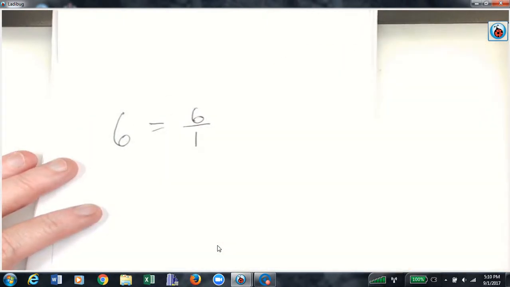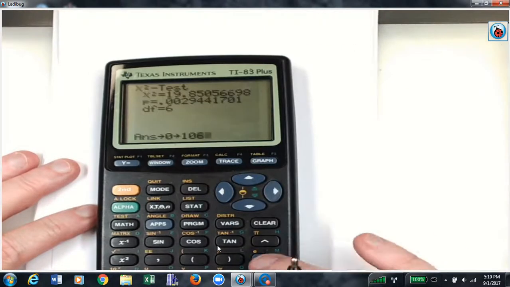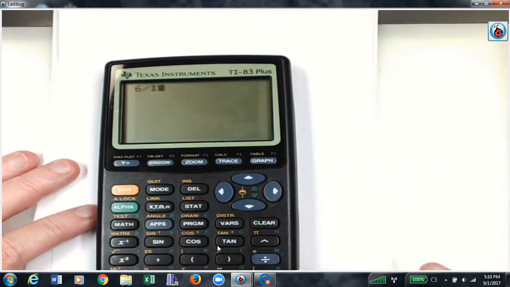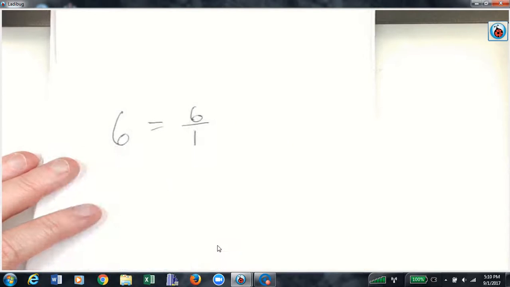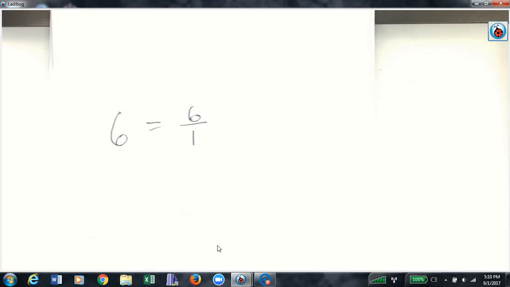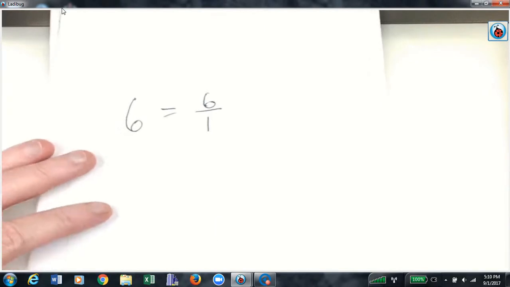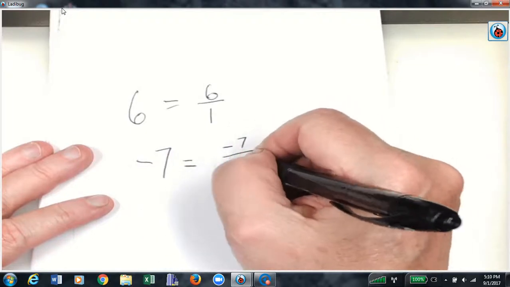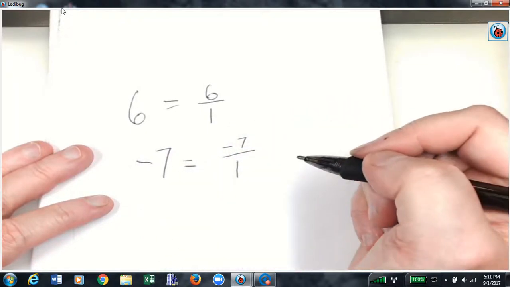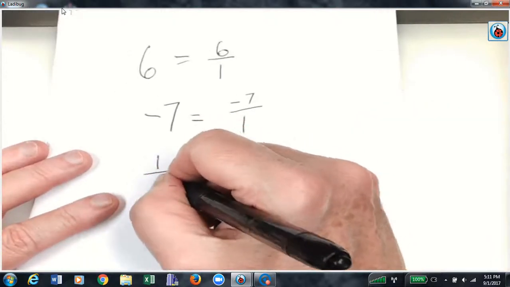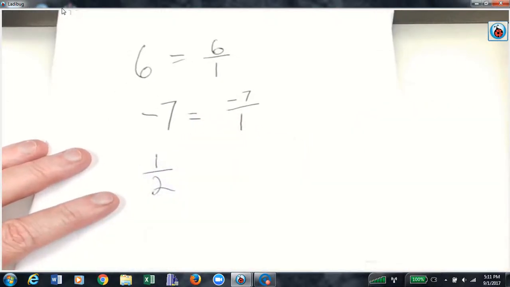So if you put 6 over 1 in your calculator, it gives you, oh, sorry, let me clear it out. Gives you the number 6. So you can turn any integer into a fraction just by putting it over 1. So any integer is also a rational number. So -7, that's an integer, but it's also the same as that, isn't it? So it's also a rational number. Okay. The number 1/2 is a rational number.